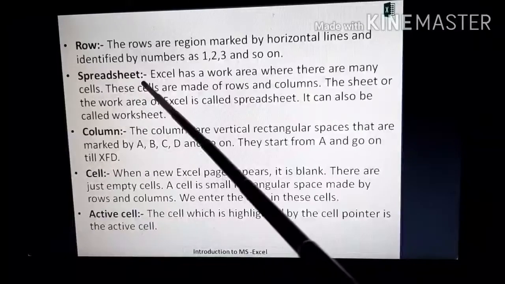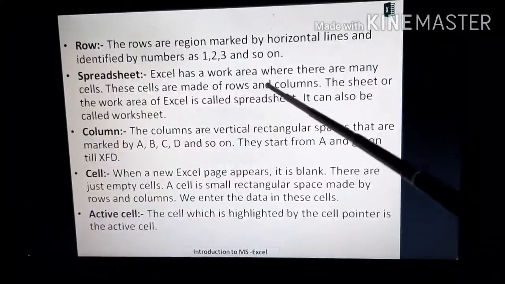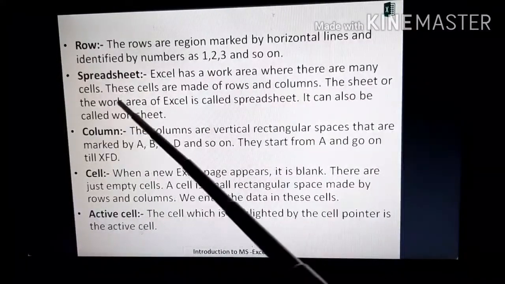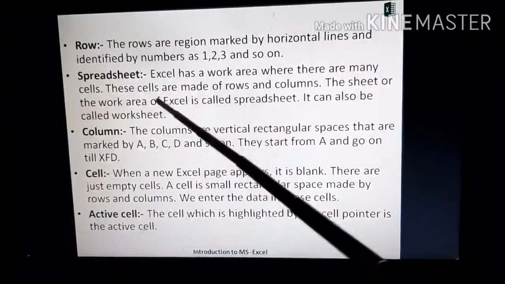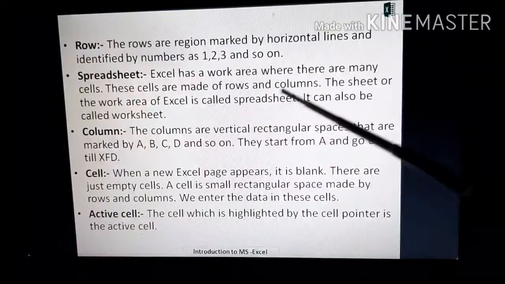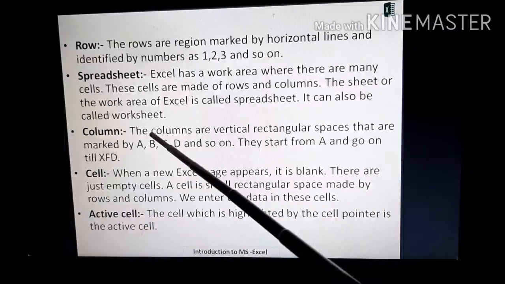The next is spreadsheet. Excel has a work area where there are many cells. These cells are made up of rows and columns. The sheet or the work area of Excel is called a spreadsheet. It can also be called a workbook.